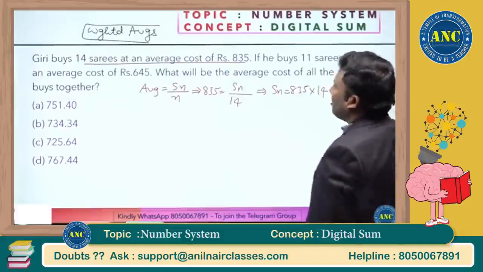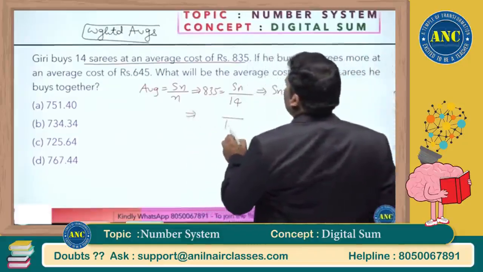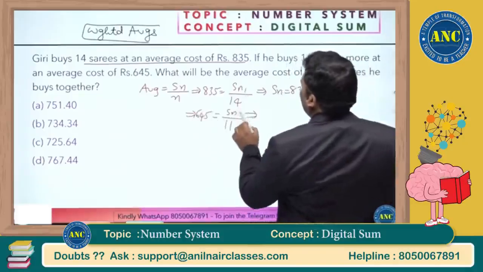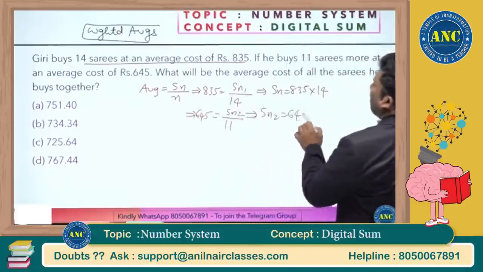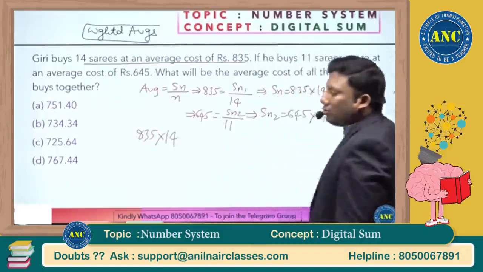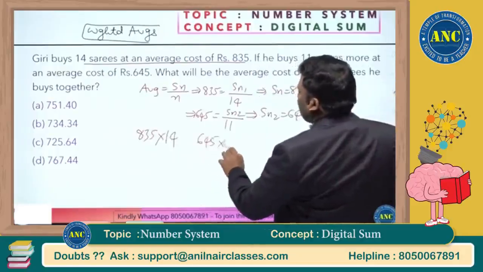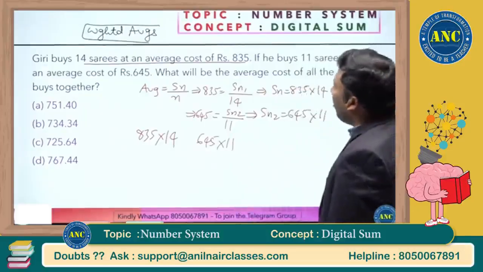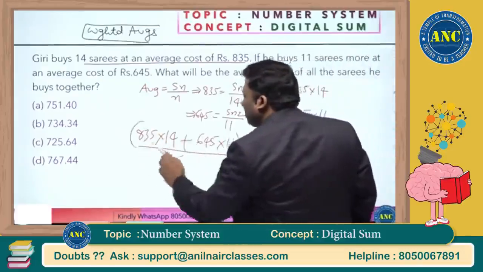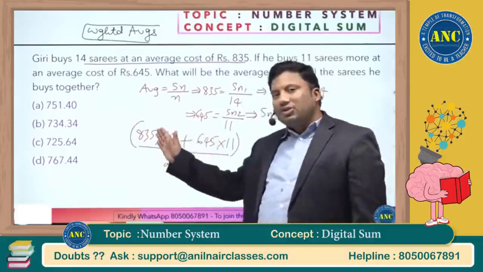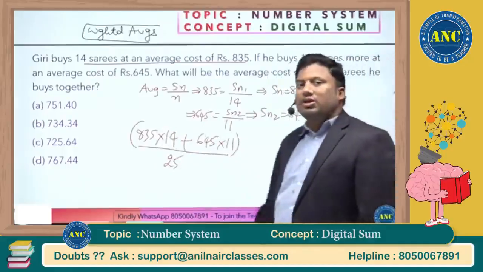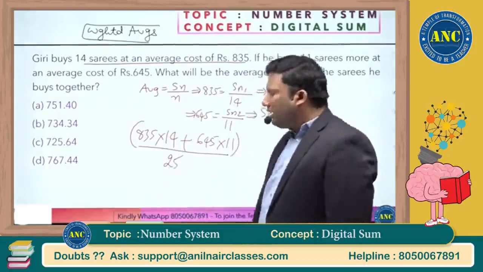This is one kind of sarees. If he buys 11 sarees more, at another quality, 645. So let me call it Sn2, defined as 645 into 11. First 14 sarees, the total sum is 835 into 14. The second 11 sarees, the total sum he invested is 645 into 11. What is the average cost of all the sarees? Totally, how many sarees he purchased? 25 sarees. Is this equation clear? This is based on session number 2. Denominator digital sum is 7.